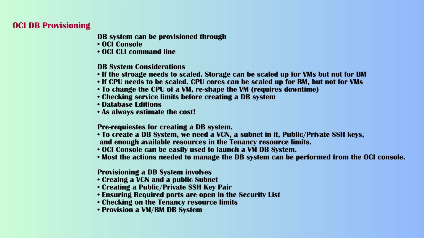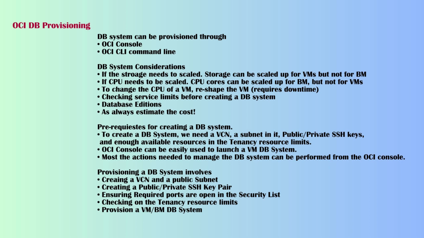Optional, public/private key pair in OpenSSH format. Tenancy resource limits should allow taking the required resources. To create a DB system, we need a VCN, a subnet in it, public/private SSH keys, and enough available resources in the tenancy resource limits.